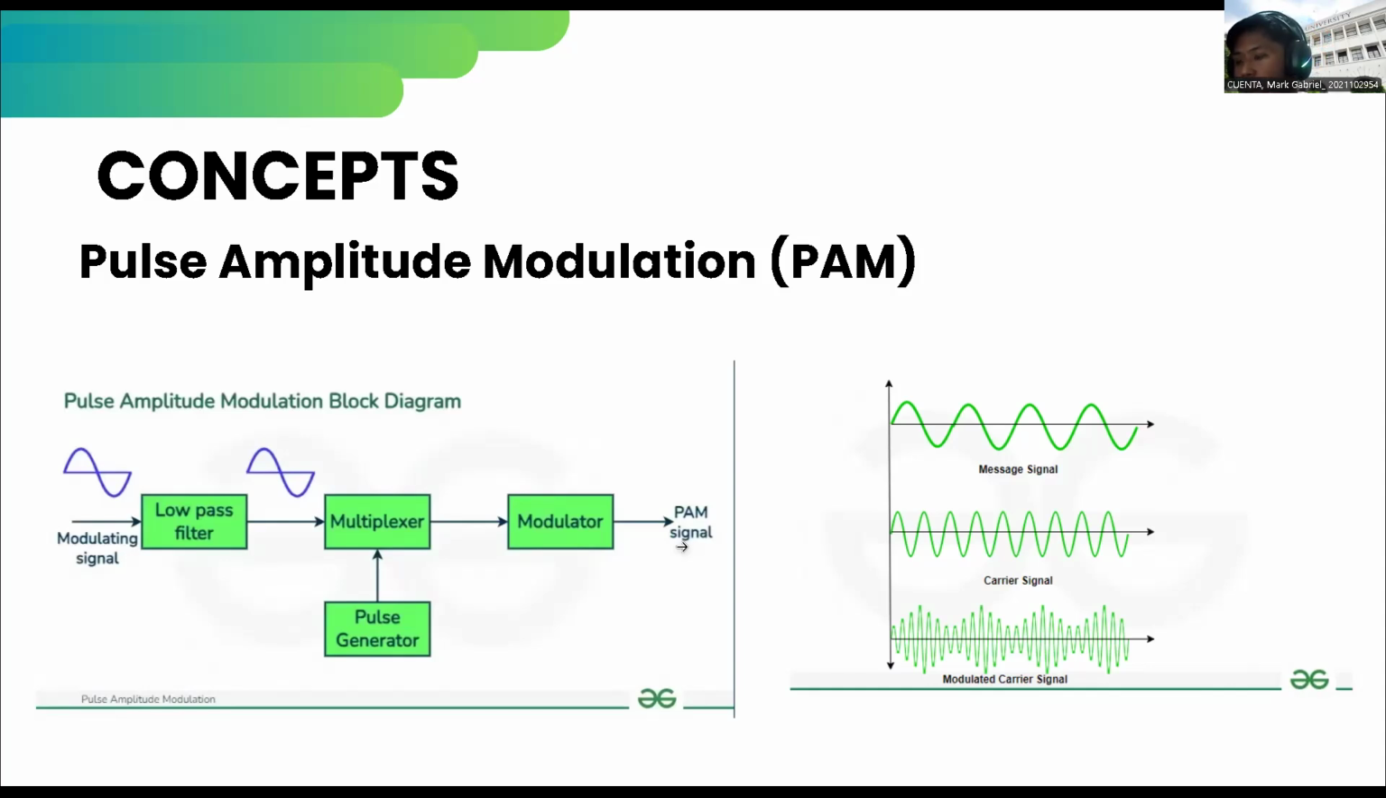The observation for this is that when the sine wave is high, the pulse amplitude is high. When the sine wave is low, then the pulse amplitude is low. So the waveform looks like a staircase or pulsed version of the sine wave.